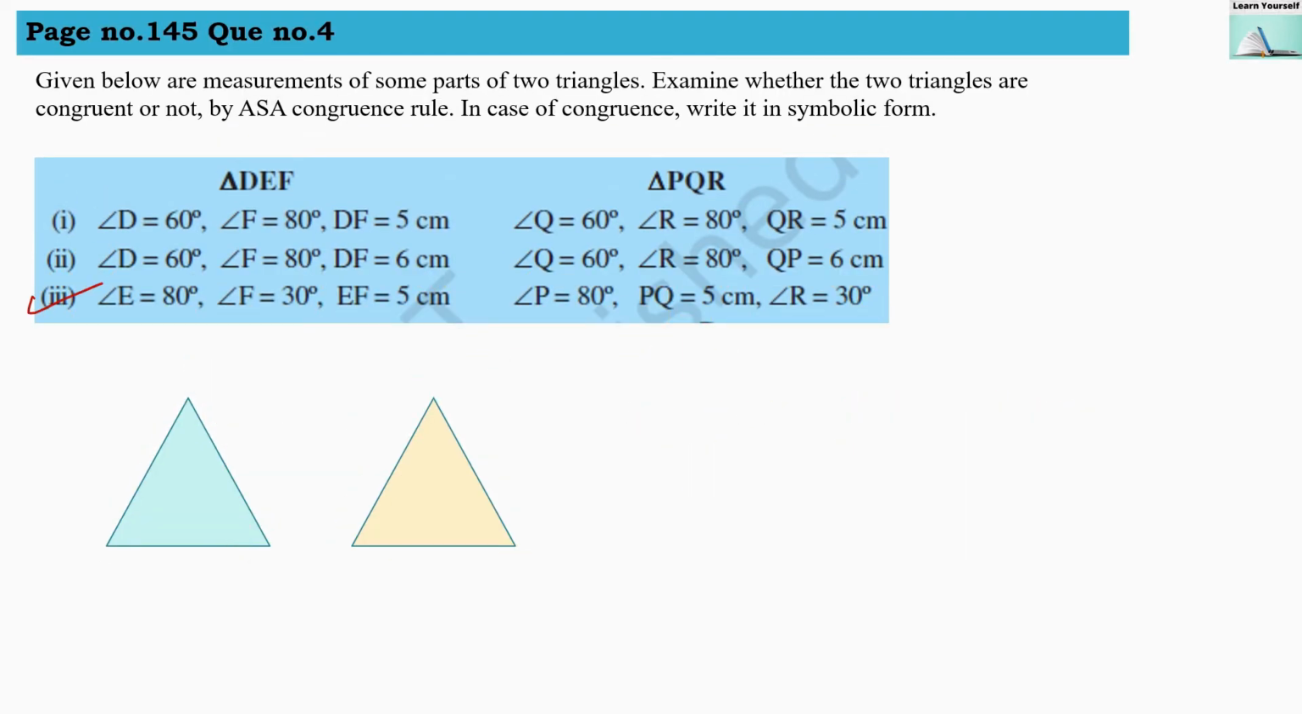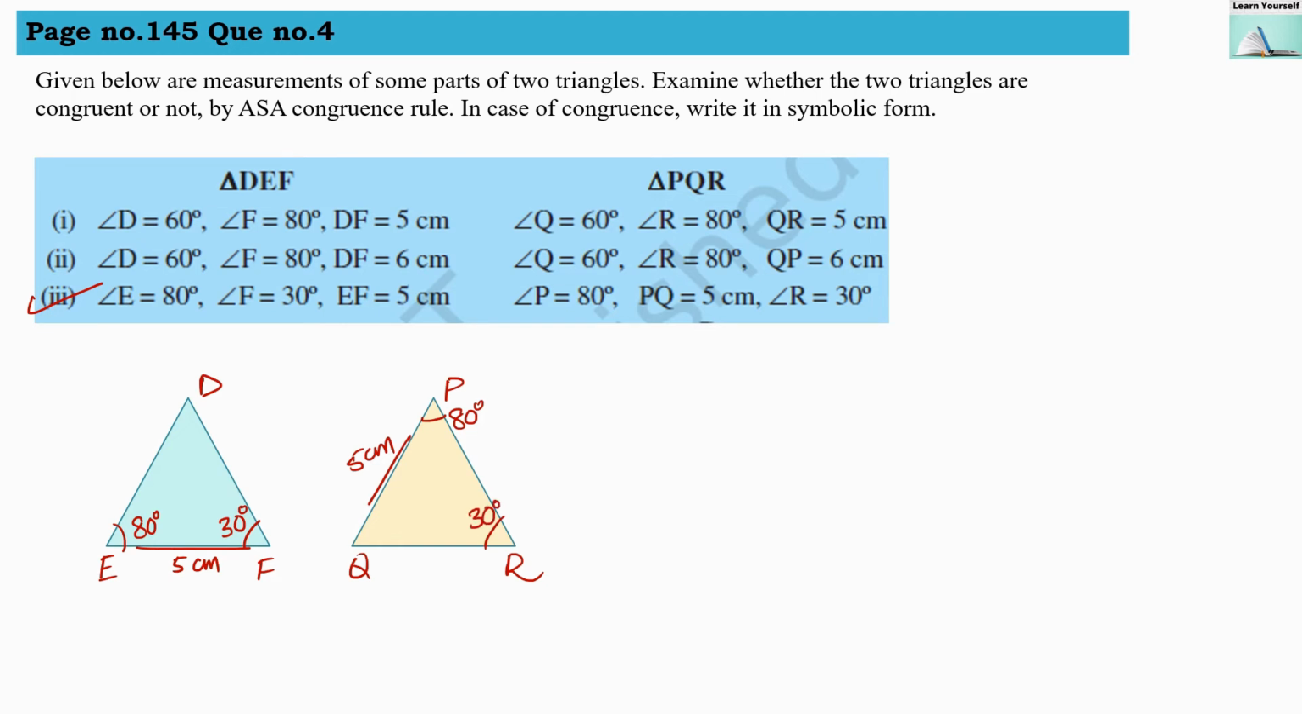Third numerical, let us write the names DEF and PQR. So E is 80 degree, F is 30 degree and EF is 5 centimeter. For PQR, P is 80 degree, PQ is 5 centimeter and R is again 30 degree.